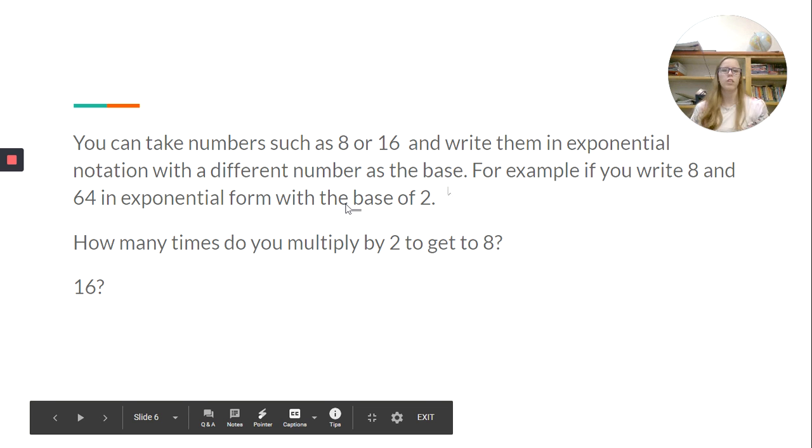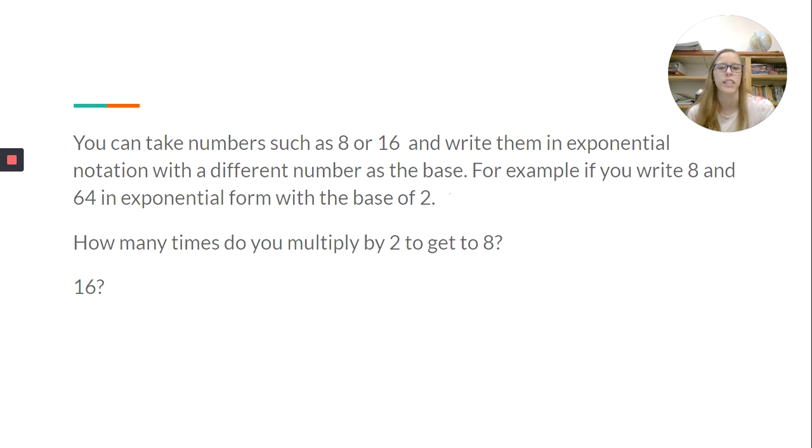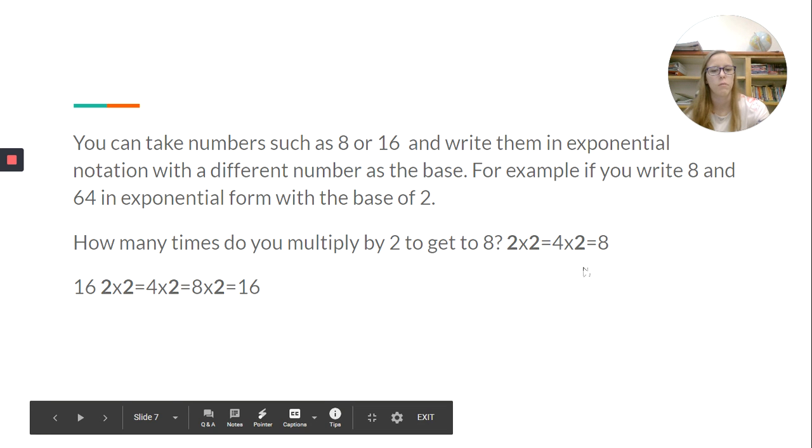So you can also take numbers like 8 or 16 and write them in exponential notation with a different number as the base. So if we write 8 and 64 in the exponential form with the base of 2. Okay, so how many times do you multiply by 2 to get to 8? Okay, so we have 2 times 2 is 4, times 2 is 8. So that's 3. So you're going to take 2 to the third power.